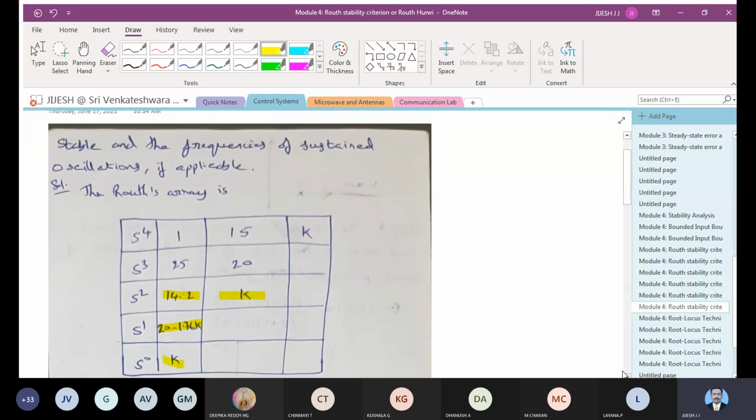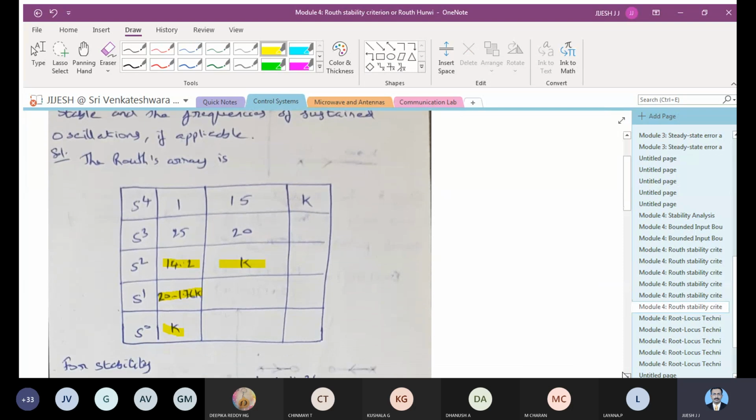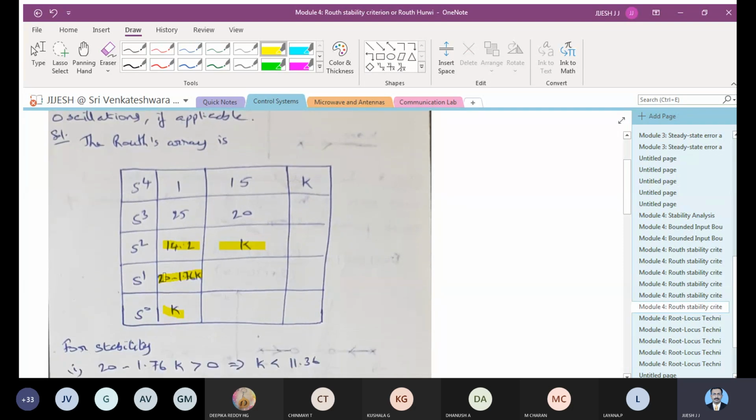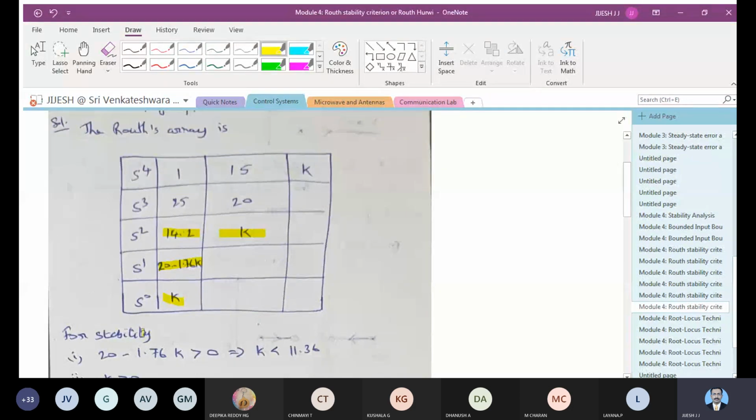Once you complete it, you have to state the stability. Here you have K, and here you have 20 minus 1.76 k. The system becomes stable when all the values are positive. So 20 minus 1.76 k has to be positive and this K also has to be positive. What is the condition for stability?